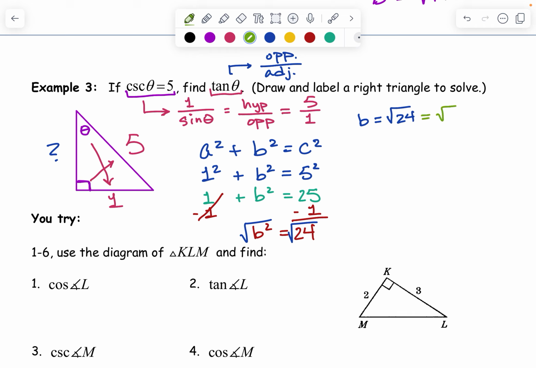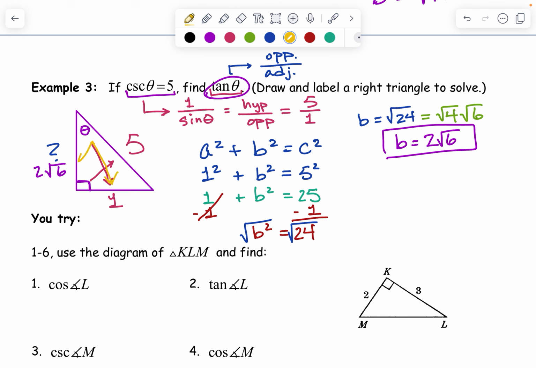I want to see if I can reduce that. I can, into 4 and 6. Why did I pick those numbers? Because 4 is the biggest perfect square that I can get from there. And that's just my missing side. That's what this side over here is. But that's not what the question's asking for. The question's asking for tangent of theta, which is opposite over adjacent. So I know the opposite side is 1. I know the adjacent side is 2 square root of 6.